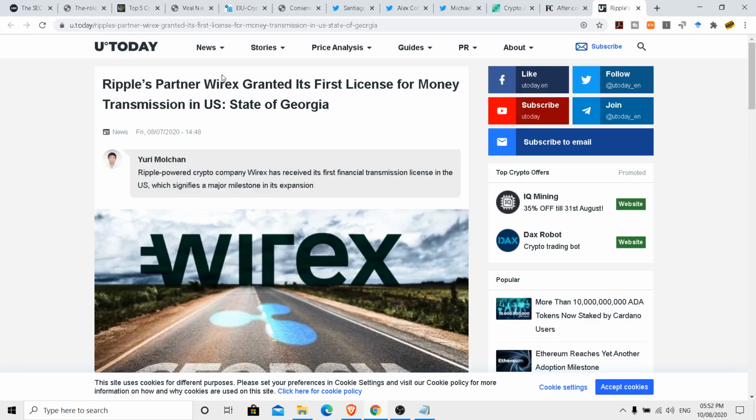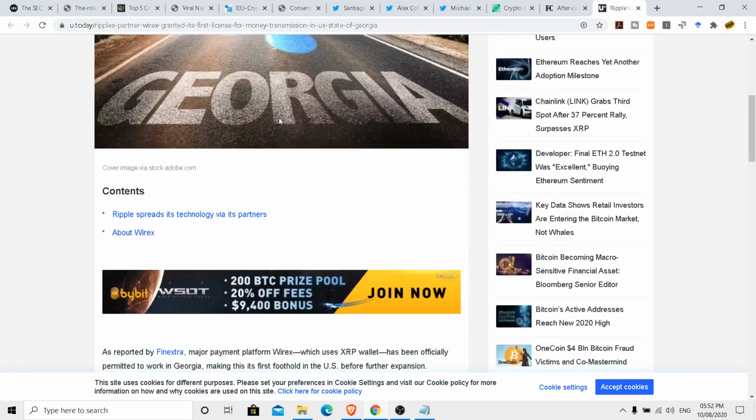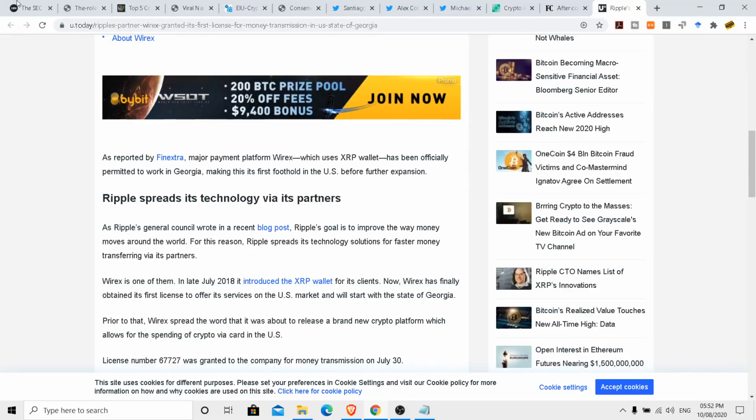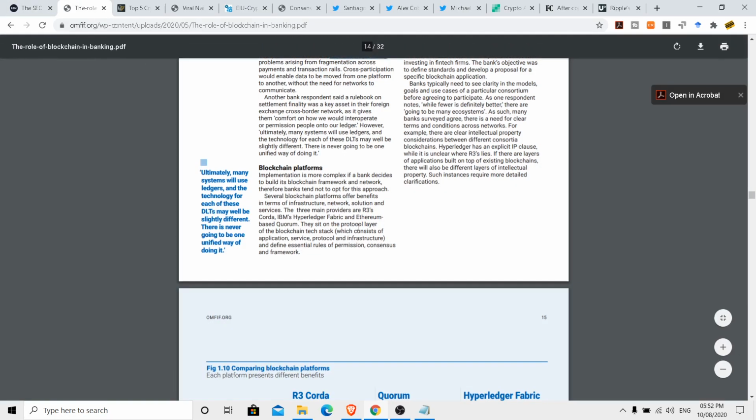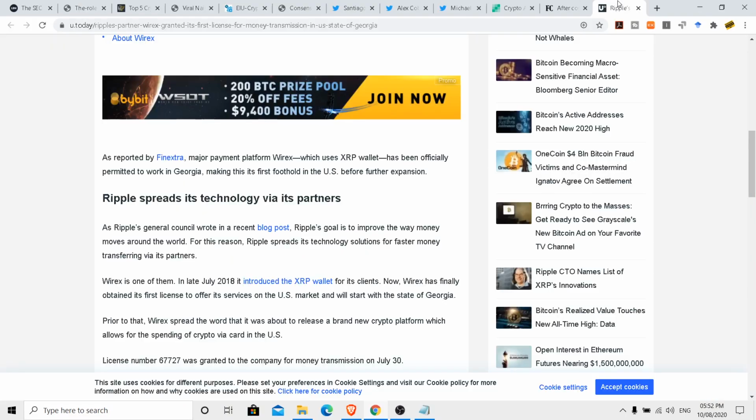Now, this is the final article which I would like to take you guys through, which talks about the partnership of Wirex. Ripple's partner Wirex was granted its first license for money transmission in the US, in the state of Georgia. Now, this is another aspect of what? Payment. In the first one we talked about the investment side, and then we understood the fundamentals for payments, that is Ripple itself being highlighted on every different aspect of payment.